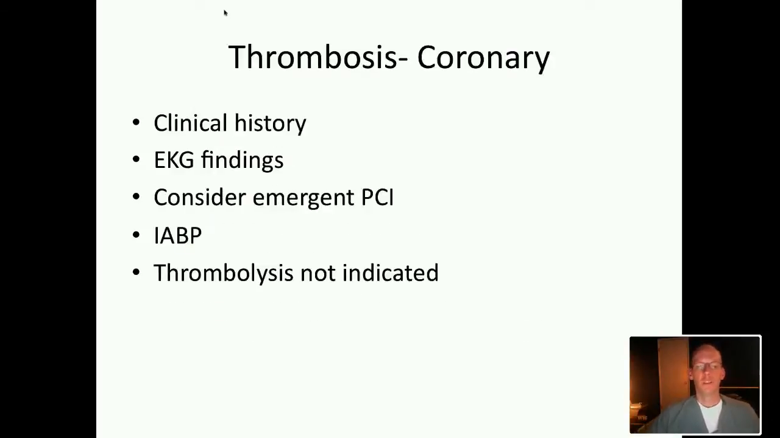Coronary thrombosis. So once again, having a clinical history, you may notice in a PEA patient maybe they have ST elevation on the ECG. You can consider emergent PCI. You can take the patients to the cath lab under ongoing CPR. It's a decision you have to make with your cardiology consult and how you can mobilize those resources. Consider an aortic balloon pump. And the one thing that's not indicated is thrombolysis.